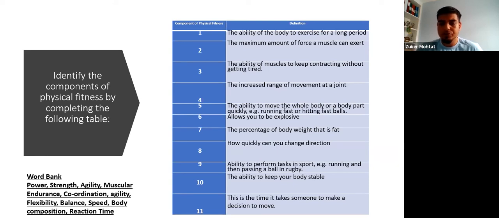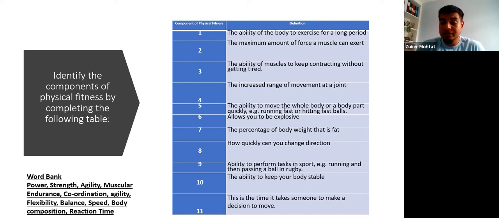So question 3 is the ability of muscles to keep contracting without getting tired is muscular endurance. So sports such as cycling and tennis, where there's repeated contractions over a long period of time, is muscular endurance. Actually a good fitness test for that is the press up test. So if you want to have a go today, guys, just do as many press ups as you can in a minute, see what you get for your score.